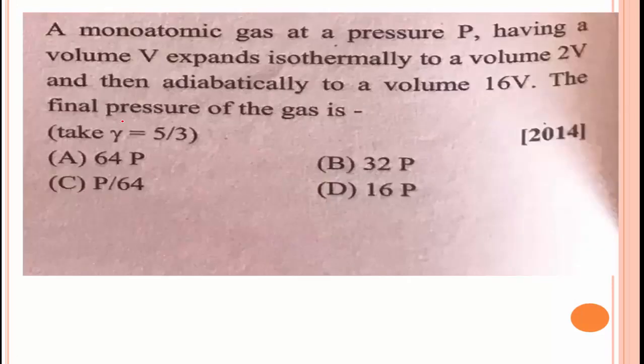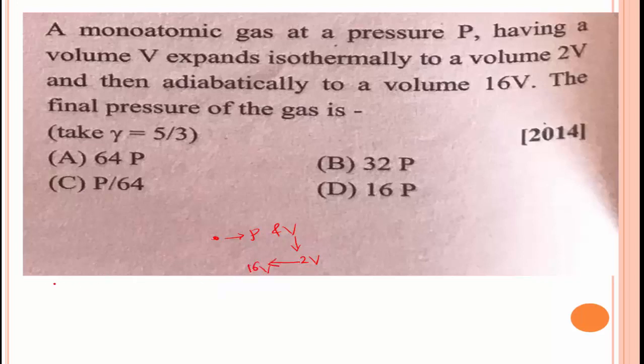And the next problem is a monoatomic gas. A monoatomic gas at a pressure P having a volume V expands isothermally to a volume 2V, and then adiabatically to a volume 16V. What is the final pressure of the gas?